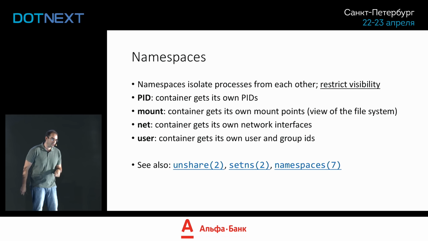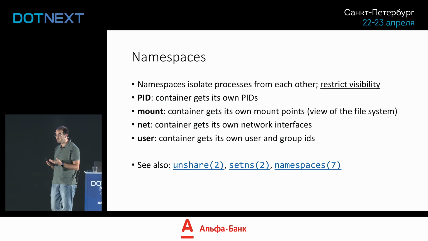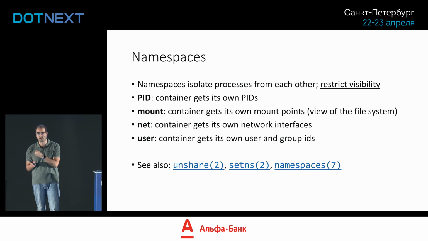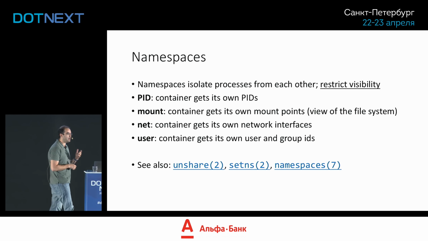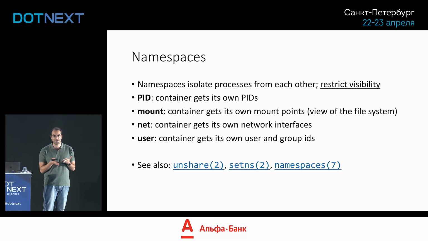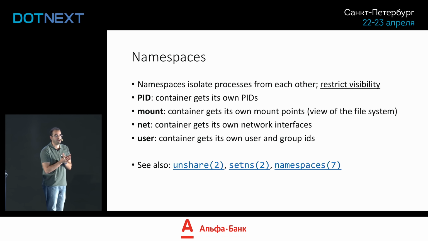So some examples. We have the PID namespace, the process ID namespace. And so if you put a process in a PID namespace, it gets fresh new process IDs. So the same process ID can appear multiple times on the system in different namespaces. And that's important for some reasons we'll see later. The mount namespace means that a container gets its own mount points. So basically its own view of the file system, so that you can isolate what the container can see on the file system. Extremely important to put containers apart.